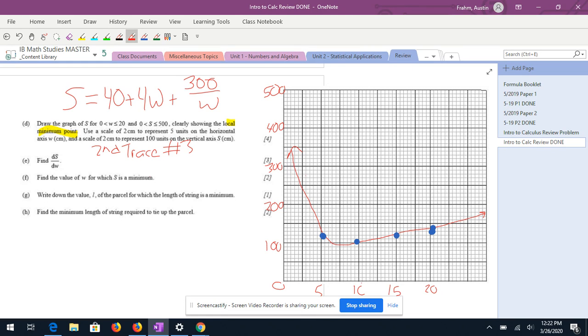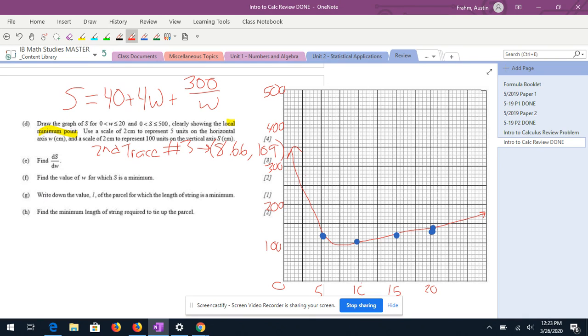On our graph and find that minimum point. And what we would find is that the coordinates would come out to be about 8.66 and 109. So at about x value of 8.66, the y value is at 109, and that is our local minimum.